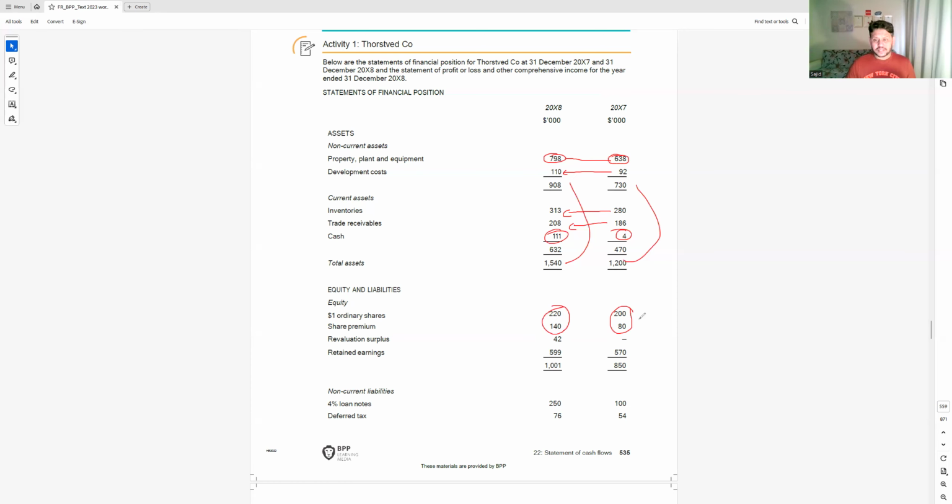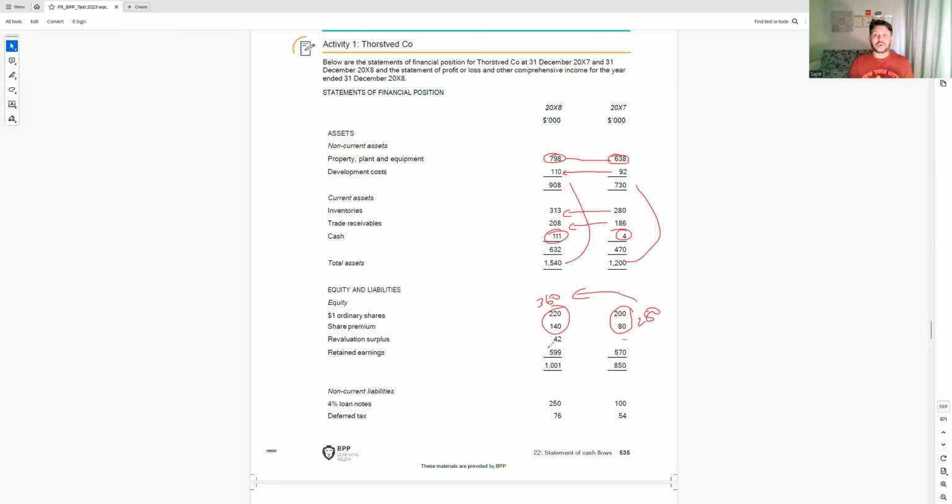So if we have 280 here, and here we have 320 plus 40, that will be 360. So how much is the difference? So we need to do it together. Share capital and share premium, always do it together. Then you have revaluation surplus.